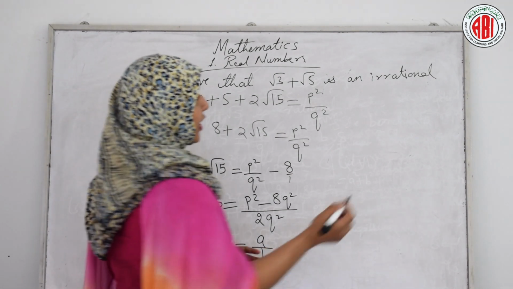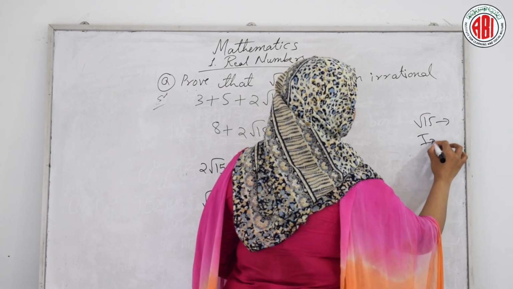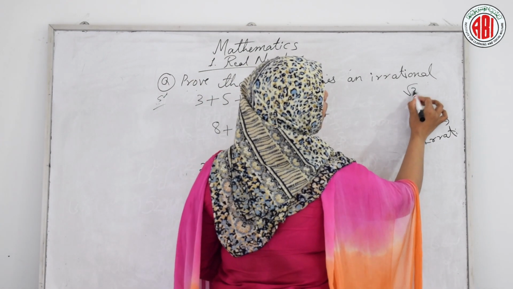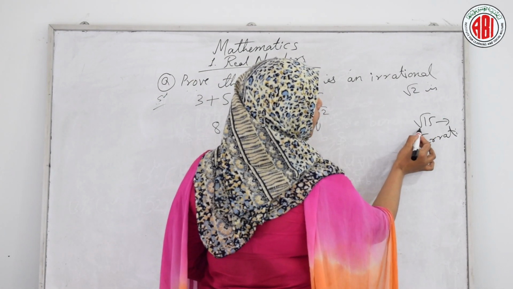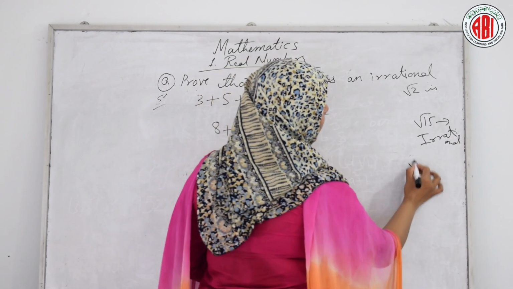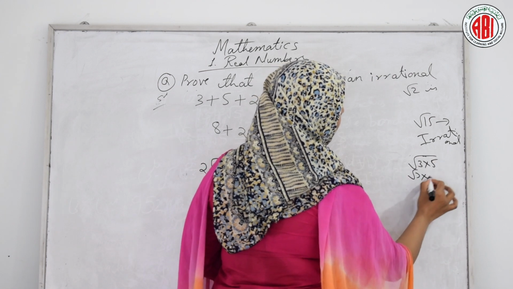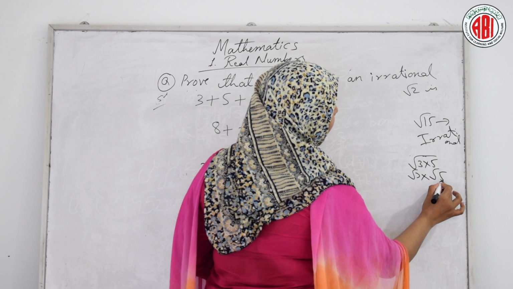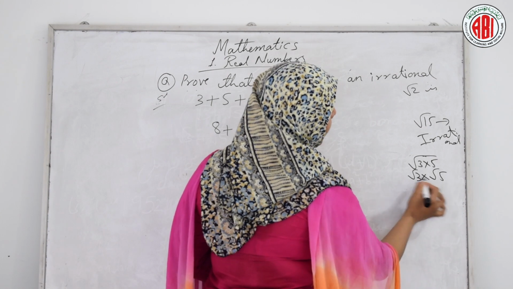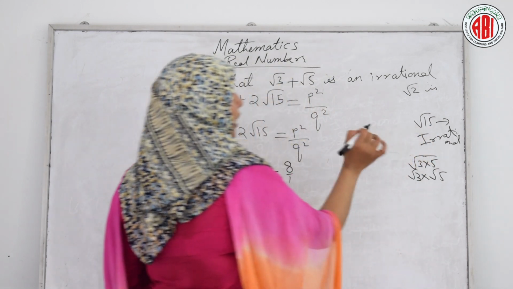As I told you previously, root 15 is irrational, right? Because in the previous question we have done that root 2 is irrational. Similarly, root 15 is also irrational. Why is root 15 irrational? Because root 15 is root 3 into root 5. Root 3 is irrational, root 5 is irrational, and the product of irrationals is also irrational.